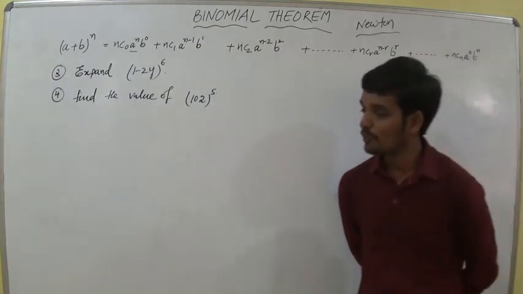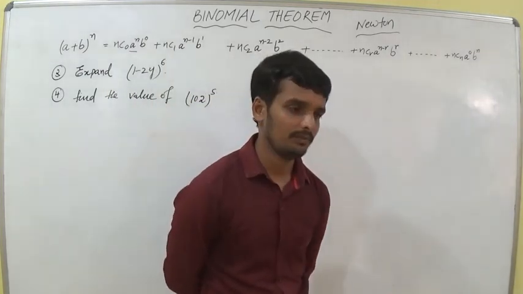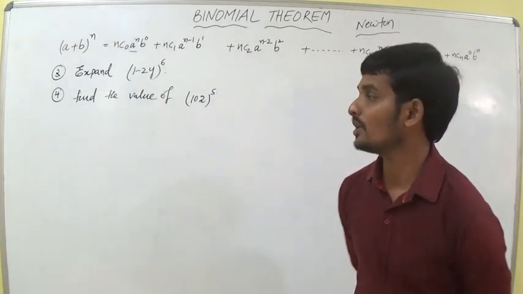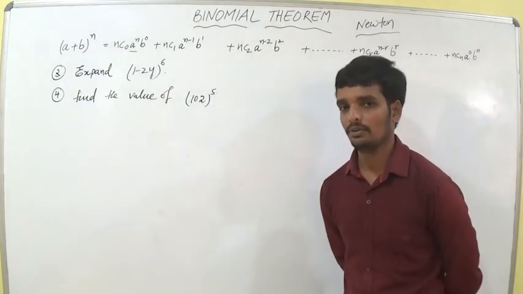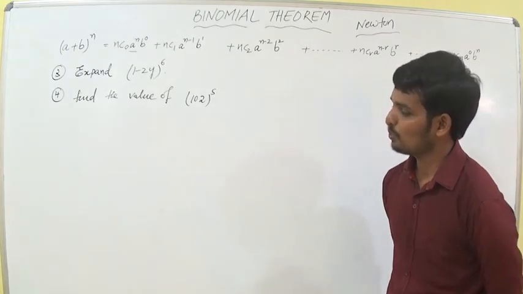102 whole power 5. I am just giving a hint. I won't explain this problem; I am just giving a hint how to do that problem, and then leave. You have to do it and find the value. So 102 whole power 5.